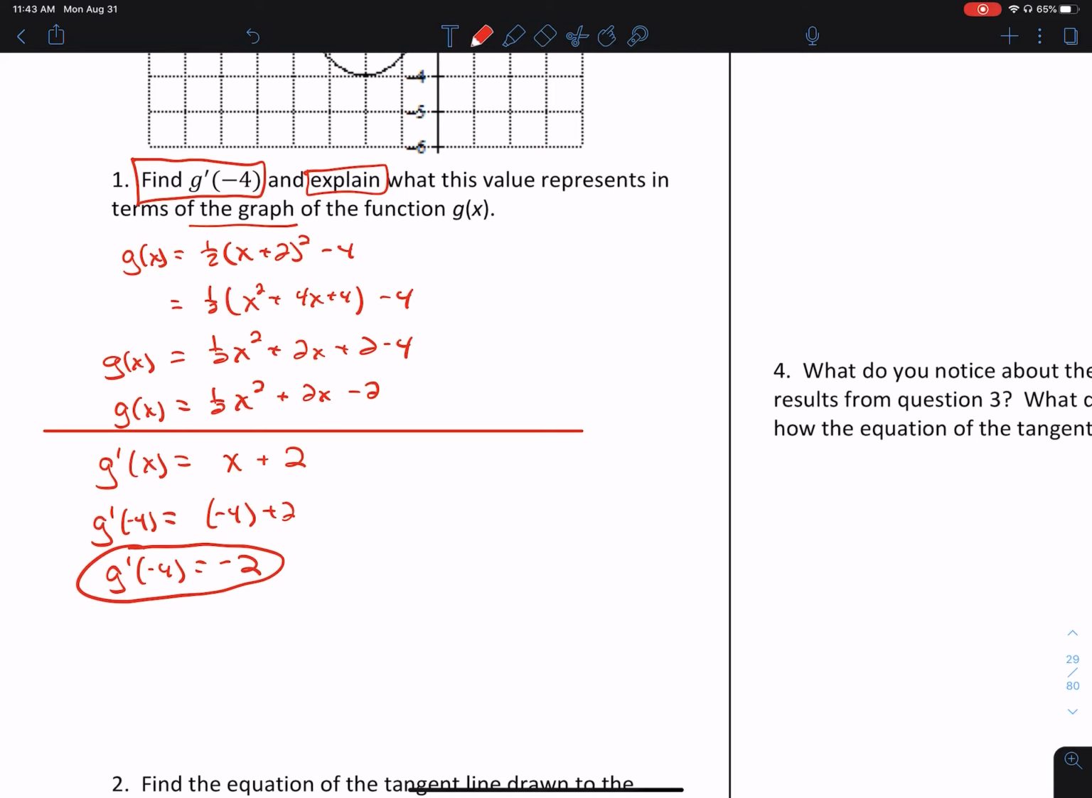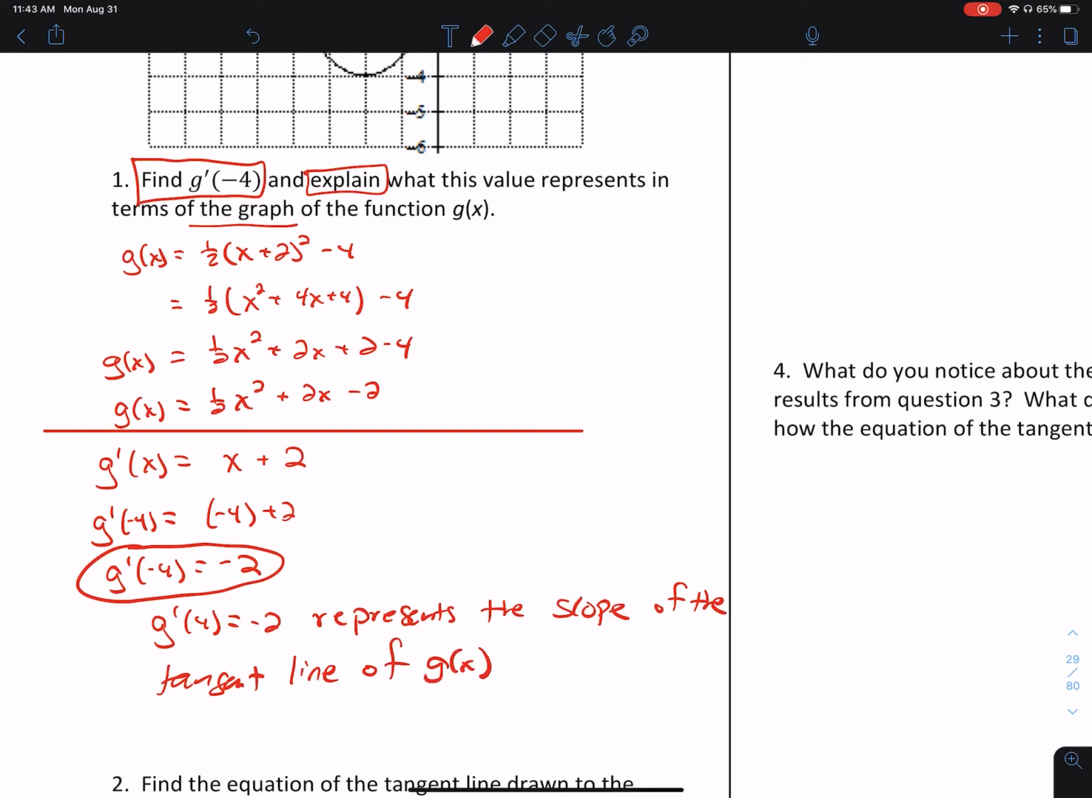So what does this represent as part of the graph? We're going to say g prime of -4 equals -2 represents the slope of the tangent line of g of x at x equals -4. You have to include the tangent line of which graph, and you have to say where that's happening.